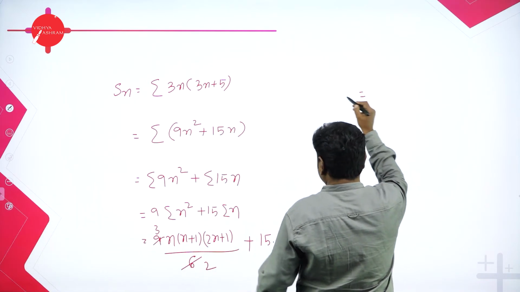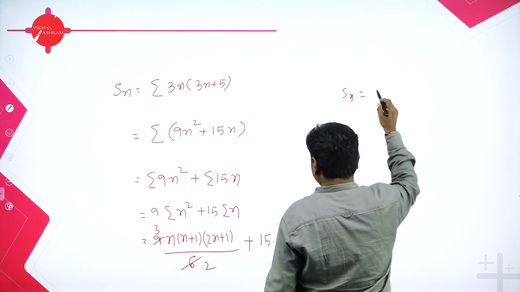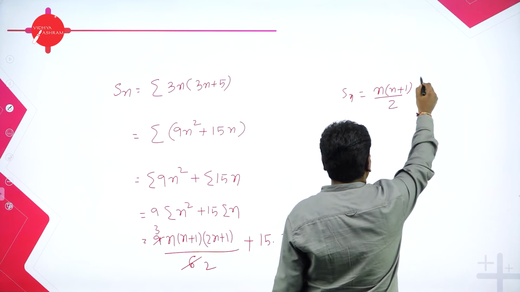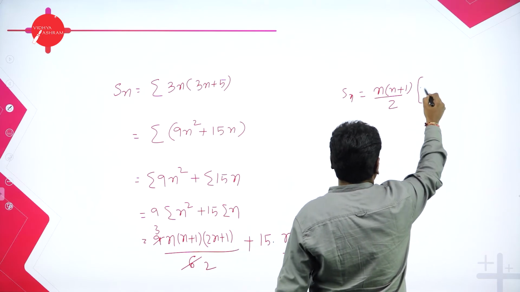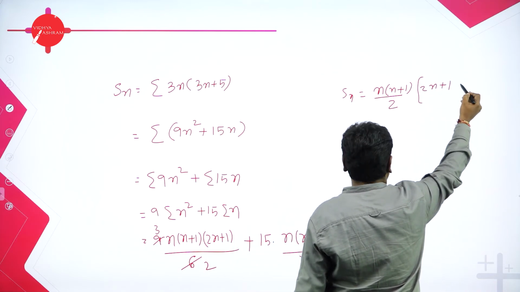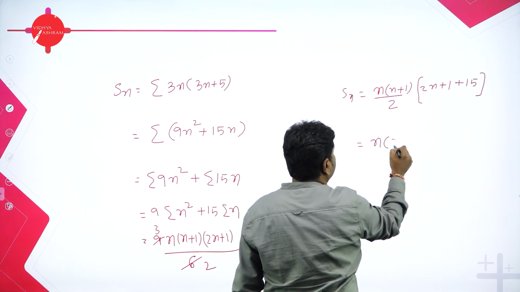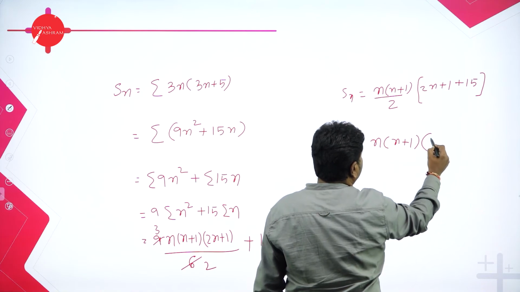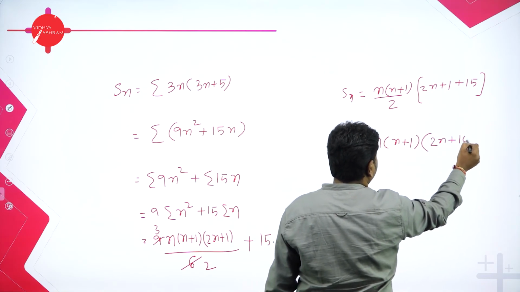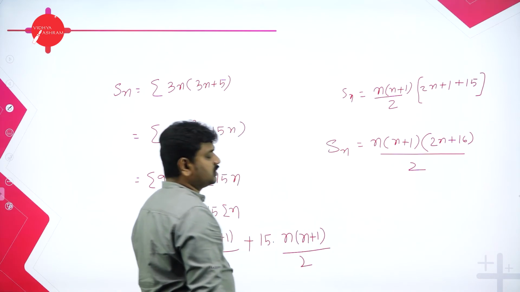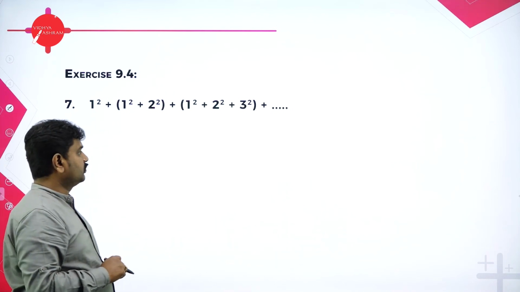I can take Sn is equal to, you can see both are having n into n plus 1. So n into n plus 1 by 2 I can take common. What is left out? I am left out with 2n plus 1, that's it, plus 15. So I can write it as n into n plus 1 into 2n plus 16 divided by 2. This is the summation. So I hope all of you got this.